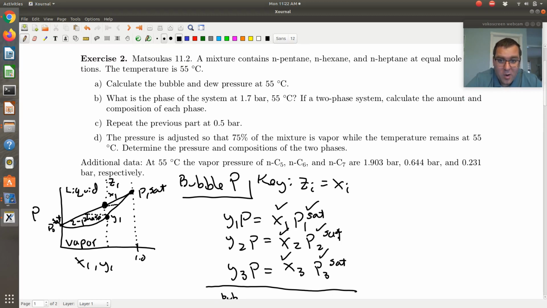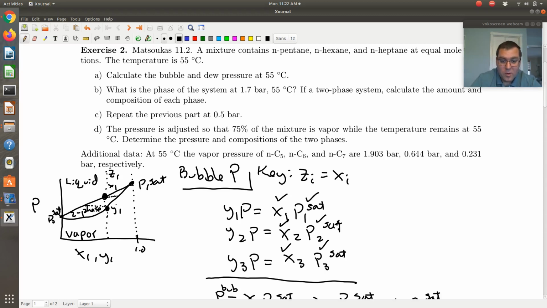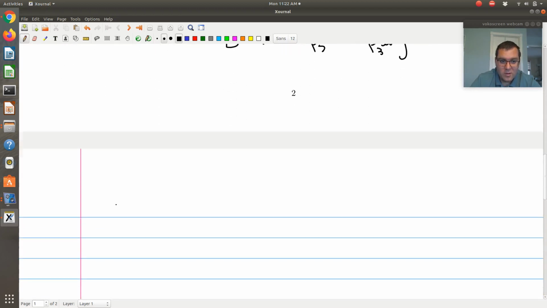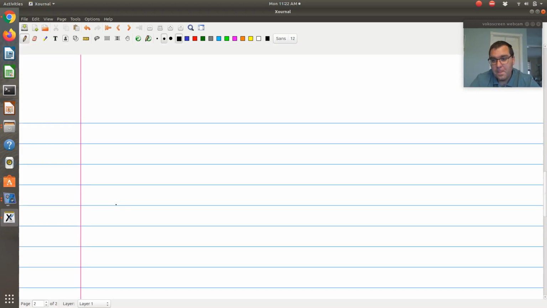And then the second part of that is, say we had a two-phase system. So it says if a two-phase system, calculate the amount and composition of each phase. So this is where things get a little more difficult. Let me write down our isofugacity equations on another sheet and talk about the little subtlety that we need to worry about for systems with more than two components.